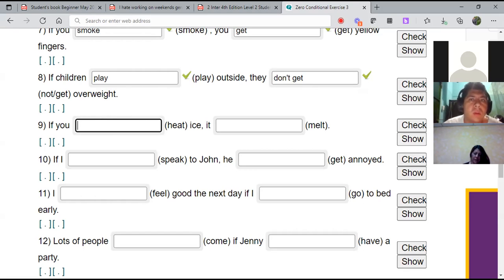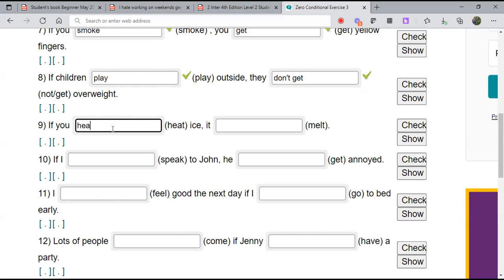Sorry. If you hit ice, it melts. Yeah, of course, it melts. Yes, sir. Oh, sorry. It melts. Okay. This is a piece of cake for everyone. Yes, sir. Number 10, Mr. Tony, help us with number 10. Thank you, Mr. Orno. Right.